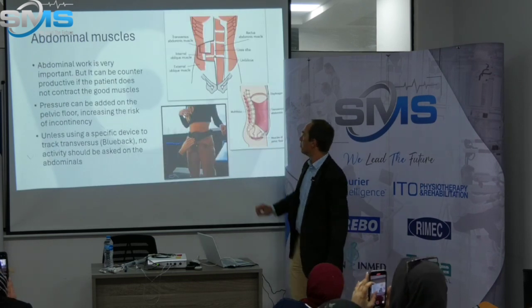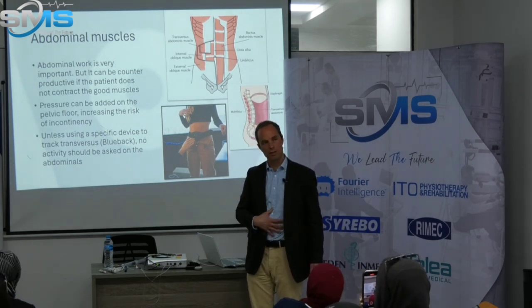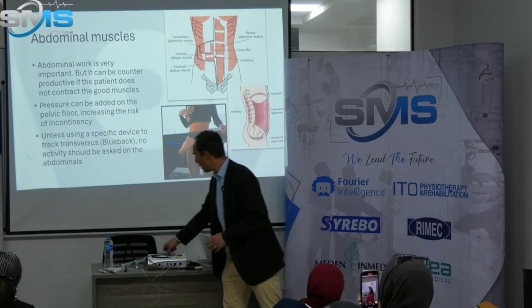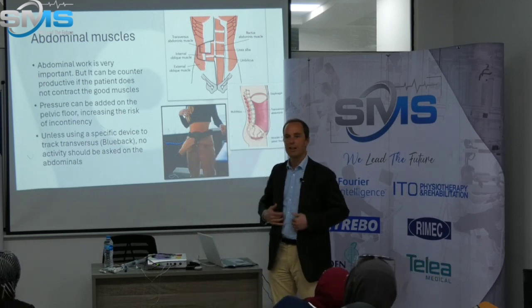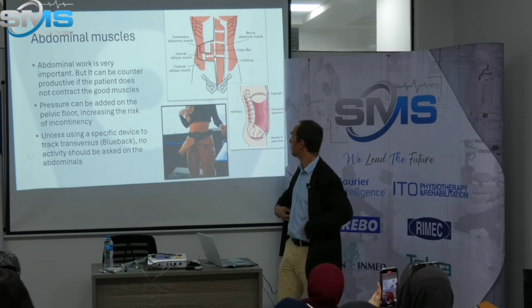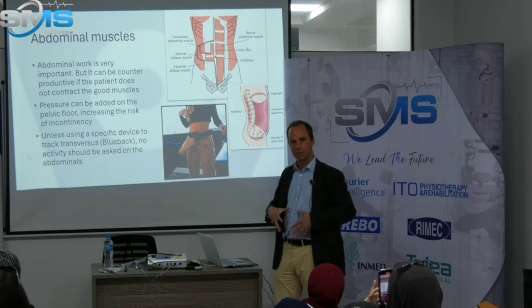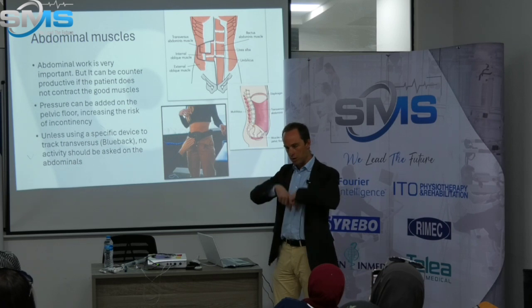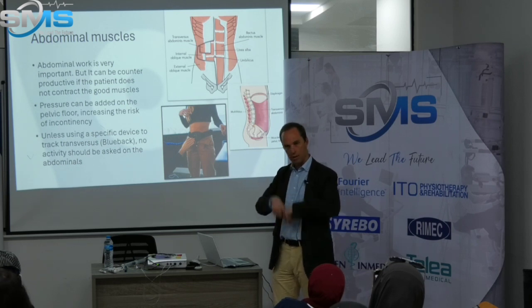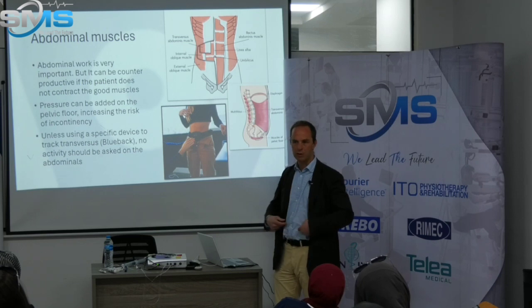Because abdominal muscles are very important for continence, but it's quite difficult to use them correctly. In fact, you have rectus, obliques, and behind you have transverse. Rectus and obliques are very bad for continence because when you contract them, you add pressure on your pelvic floor that can cause incontinence. That's why when you have your patient, you should tell them not to contract, because by default, when contracting abdominals, you contract rectus and obliques.